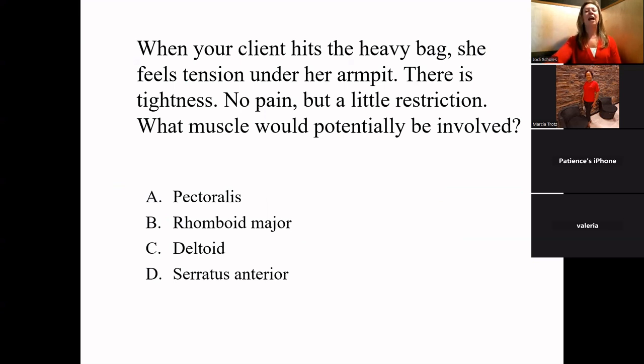When your client hits the heavy bag, she feels tension under her armpit. There's a tightness, no pain, but a little restriction. What muscle would you want to work? What muscle could potentially be involved? A, pectoralis. B, rhomboid major. C, deltoid. D, serratus anterior.